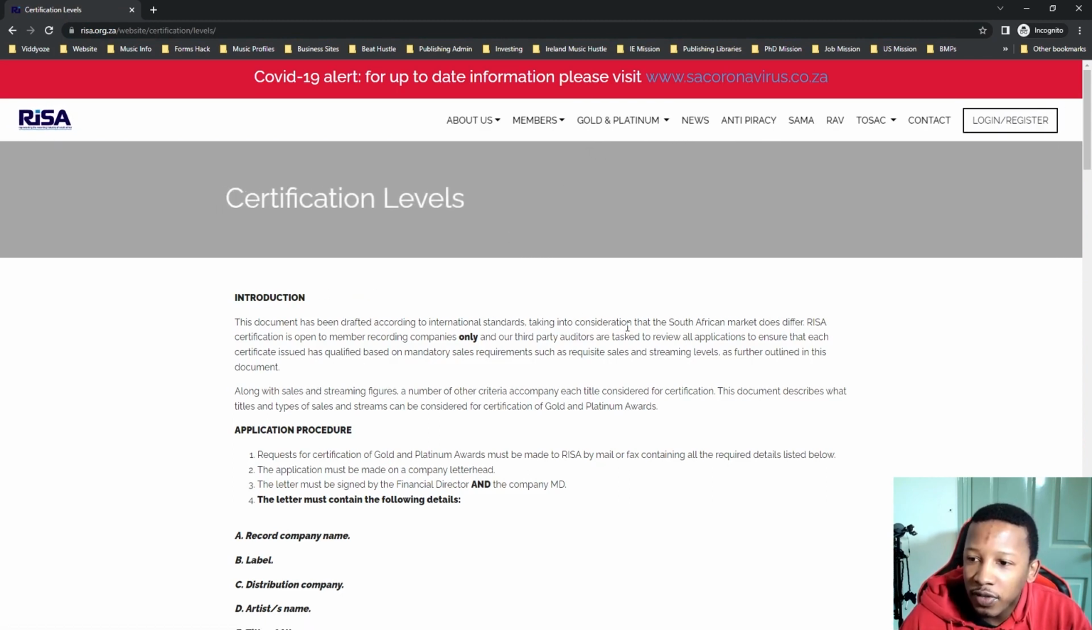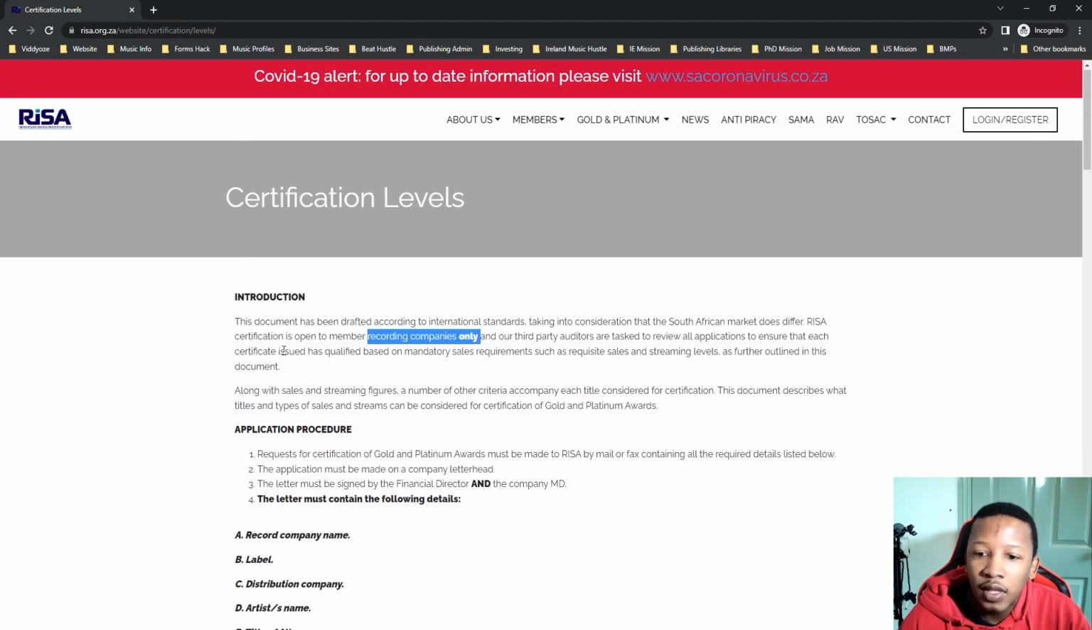This document is a draft international standard, and the South African market does differ. The RISA application is open to member recording companies only, and third party auditors are tasked to review the application. So it's clear that you have to have a registered record company with RISA. You can't be a non-member, obviously. And then along with the sales, streams, etc., this document describes the titles, etc.